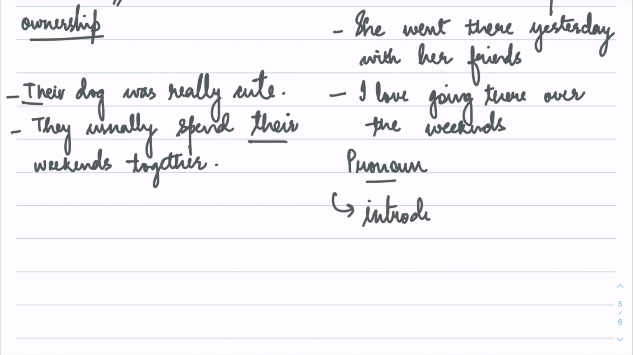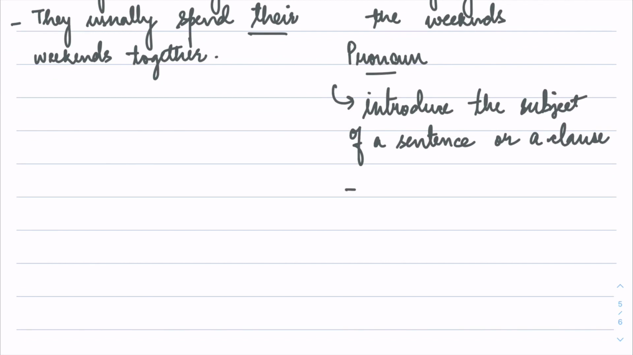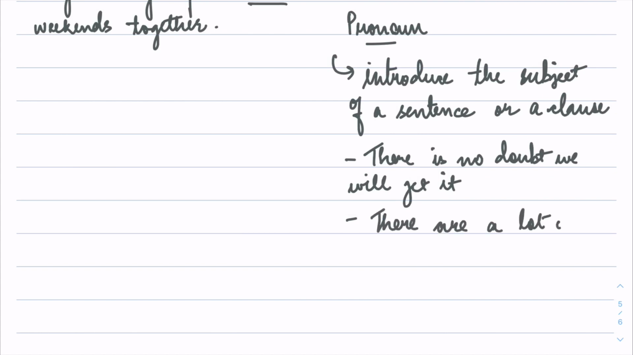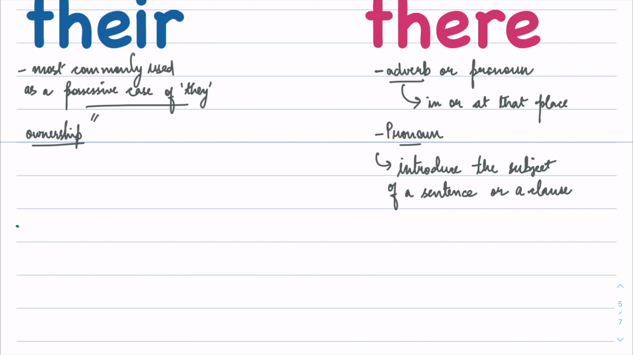In its pronoun form, it's used to introduce the subject of a sentence or a clause. Here are a few examples. There is no doubt we will get over it. There are a lot of people in the stadium. The distinction between the two words is hopefully clear by now.